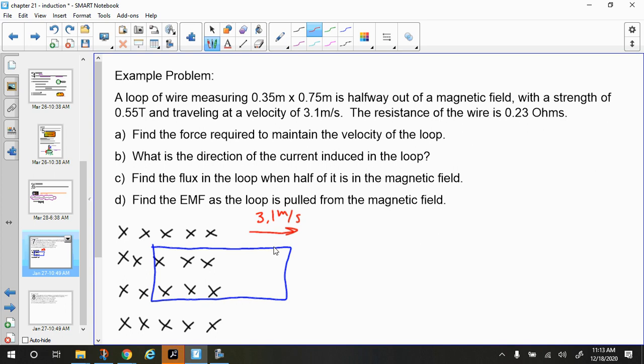Okay, so the first question is, find the force required to maintain the velocity of the loop.